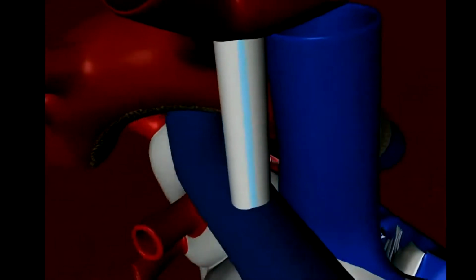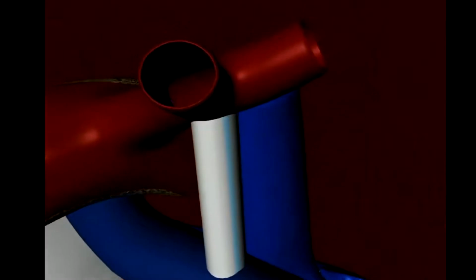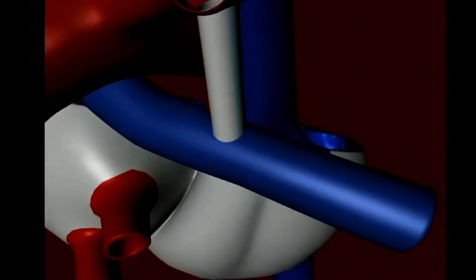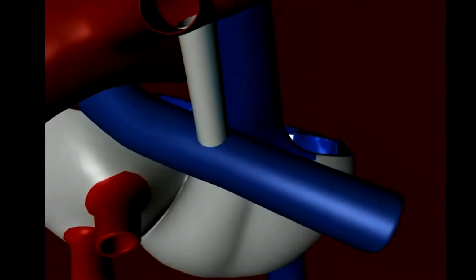One is by placing a shunt or a tube between the innominate artery and the right pulmonary artery. That's a Gore-Tex tube there. Another way is to actually place a conduit from the right ventricle to the pulmonary artery. That's another technique that's utilized. So this is essentially what I've shown you, the Norwood operation, the stage 1 Norwood operation.